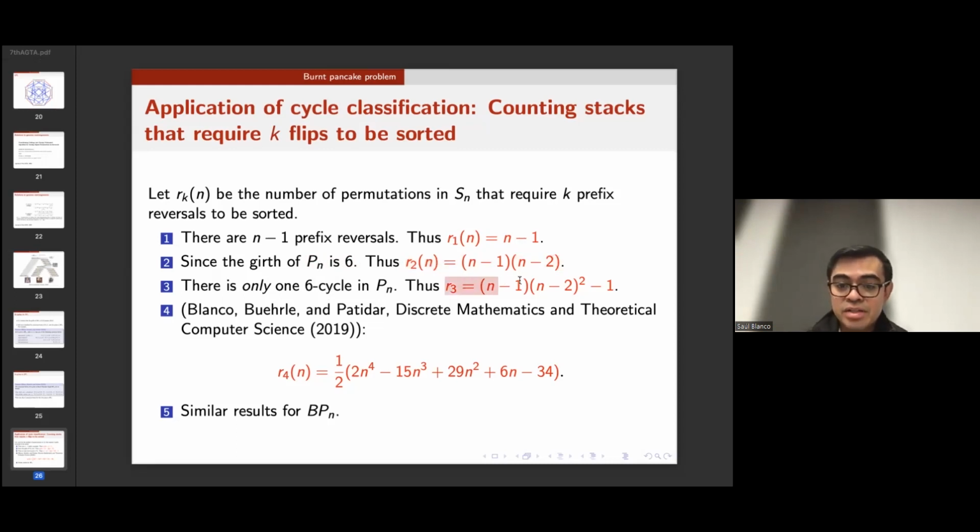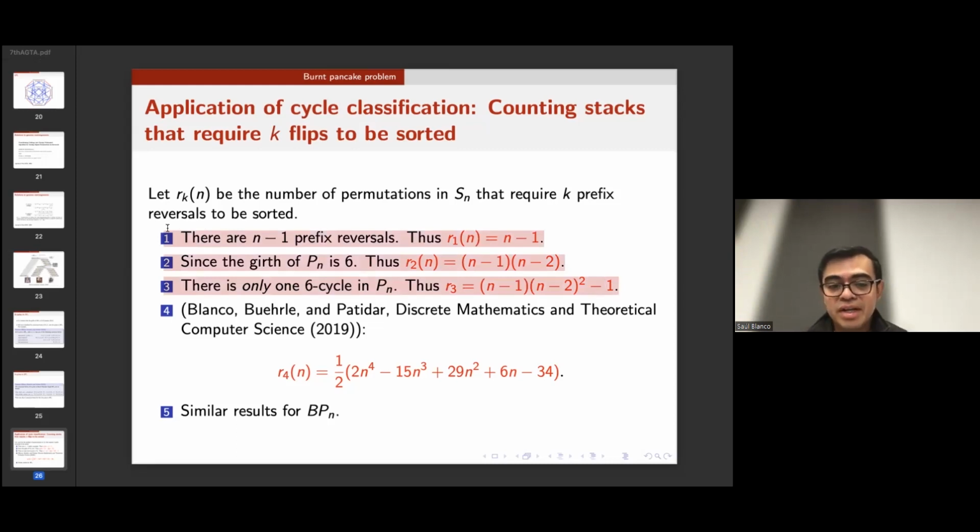And then you ask the next question, of course, what about 3? Well, this is a similar idea. So you have the n-1 reversals at the beginning from the identity. And for each of those, you have n-2. And then if you apply another reversal, the only ones you cannot apply are the ones you just applied to get there. So then you have another n-2. But you might be asking, what about this -1? That's because there's only one 6 cycle in PN. So we have to remove it. So these are all fairly trivial based on the cycle structure.